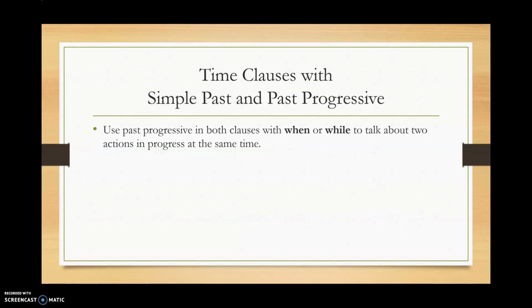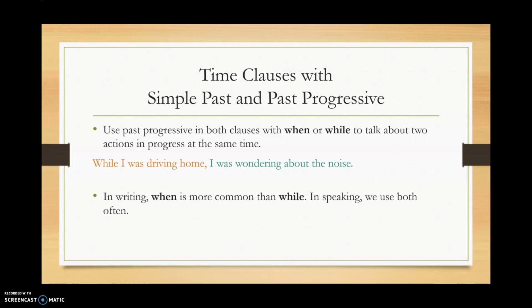Use past progressive in both clauses with when or while to talk about two actions in progress at the same time. While I was driving home, I was wondering about the noise. Okay, these were two ongoing actions happening at the same time. Quick note, in writing, when is more common than while. In speaking, we use both pretty often.